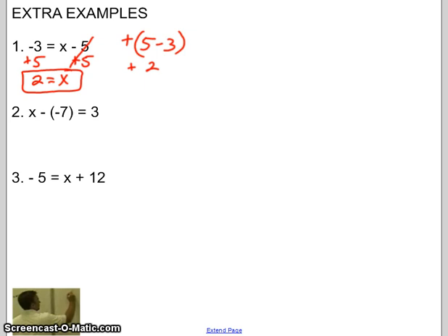Number 2, simplify first. X plus 7 equals 3. Now we're going to do the opposite operation, minus 7, x equals 3 minus 7, different signs, positive 3, negative 7. So we have 7 minus 3, find the difference, take the sign of the bigger number, and we get negative 4.